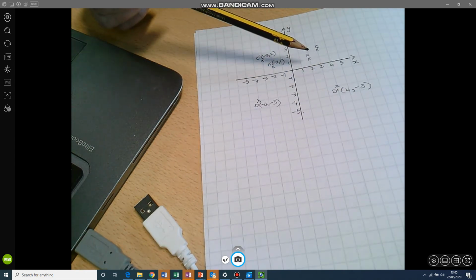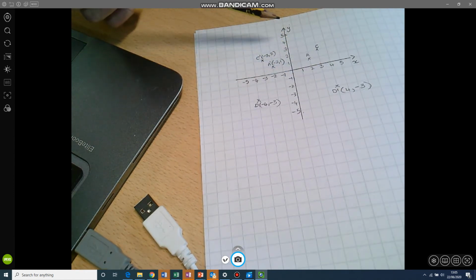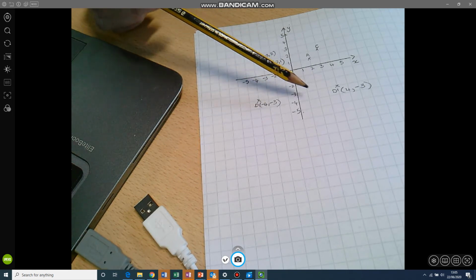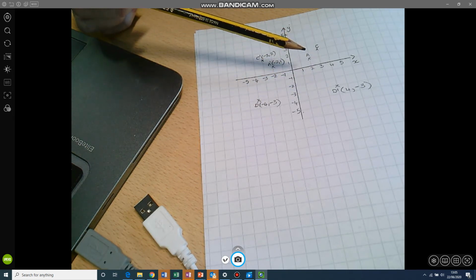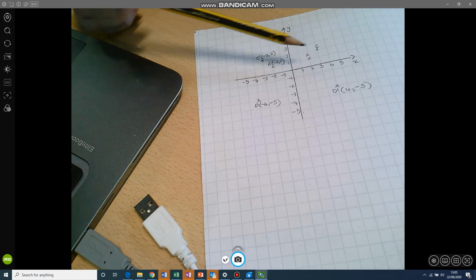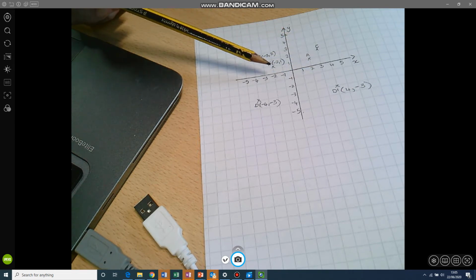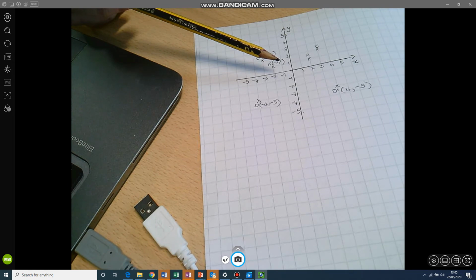And then we can see the same theory applies for reflection in the y-axis. So if we start with point A, which is (2, 1), we reflect in the y-axis, then we can see it's the x-coordinate that changes to (-2, 1).